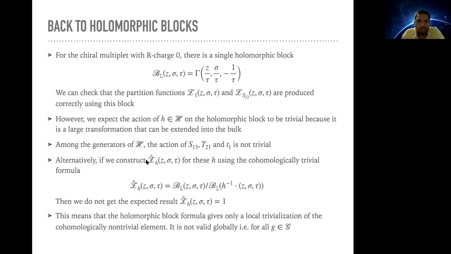Alternatively, if you construct these Z hats for H, for these elements, it's not 1. You can just compute it like so using this block gluing prescription, and you do not get the expected result. This is 1. So that means, as I said, that the holomorphic block formula offers you only a local trivialization of a cohomologically non-trivial element. It's not valid globally. That is, it's not valid for all G's.